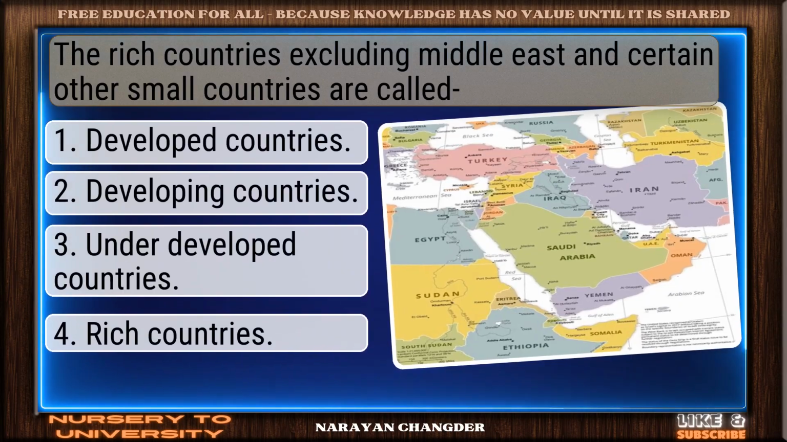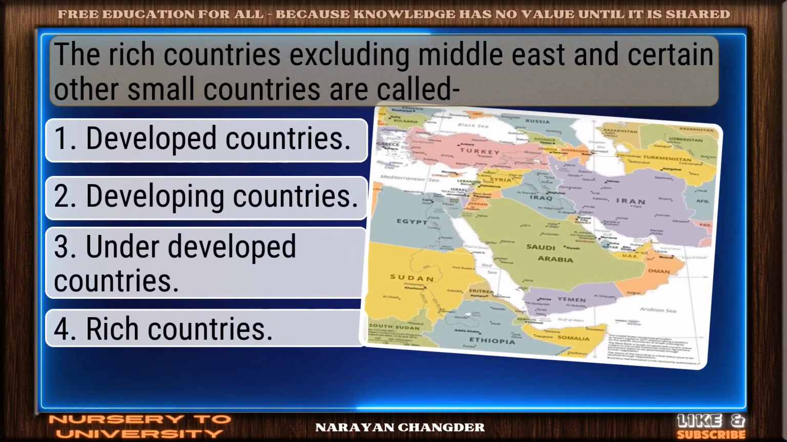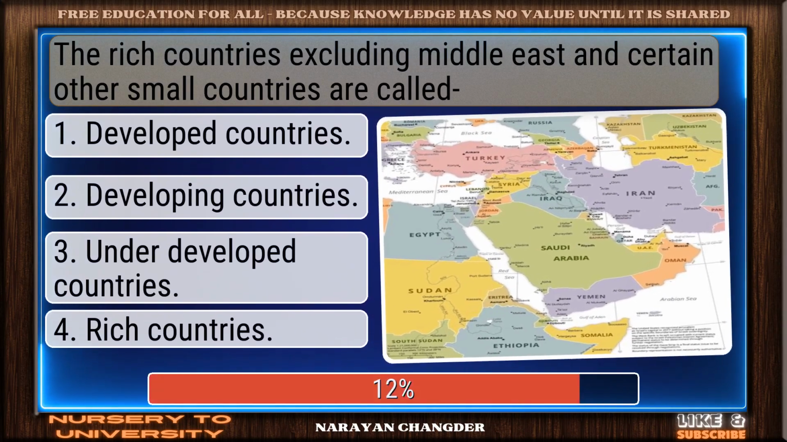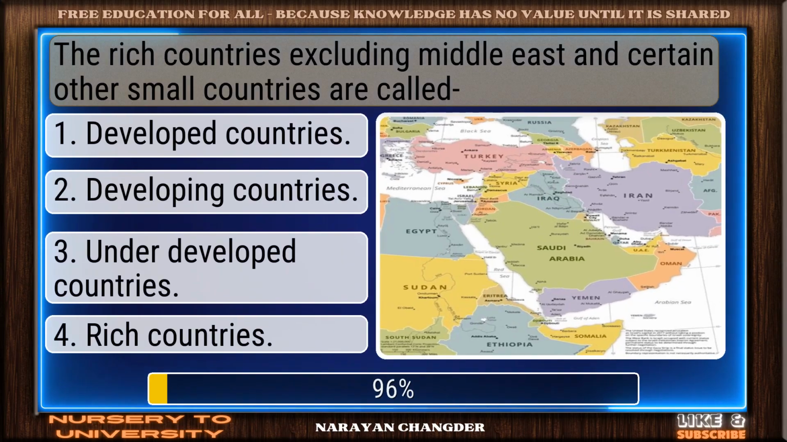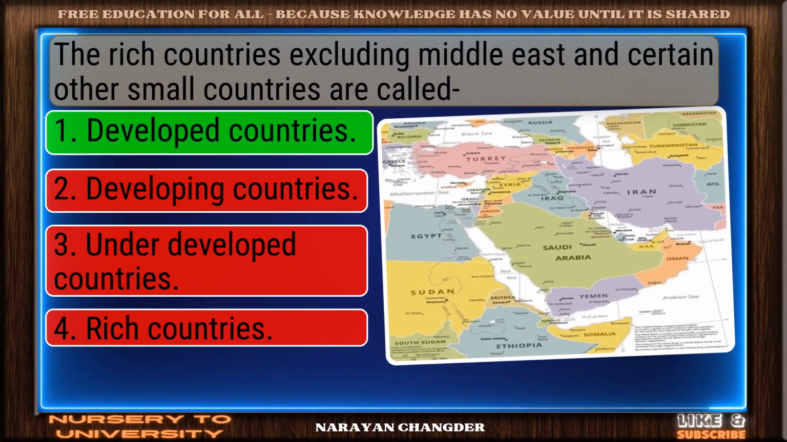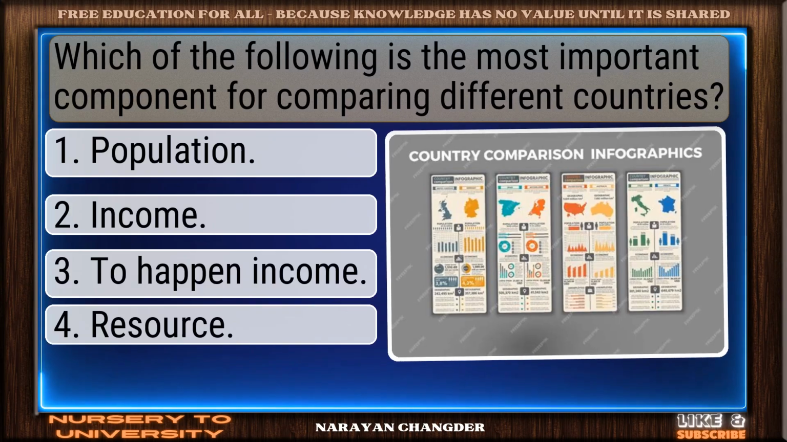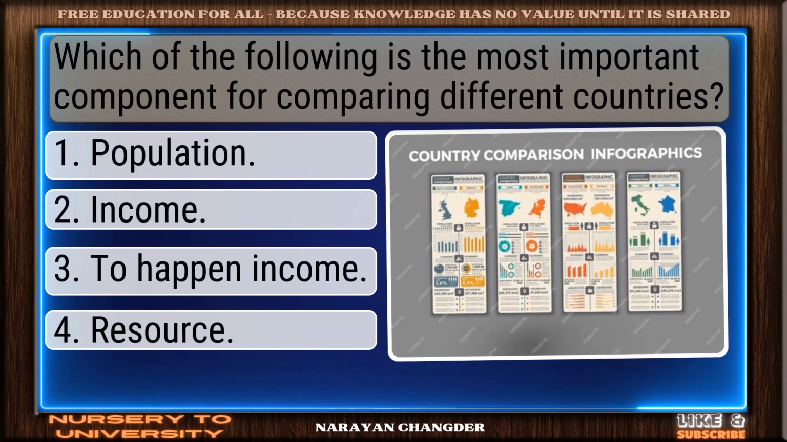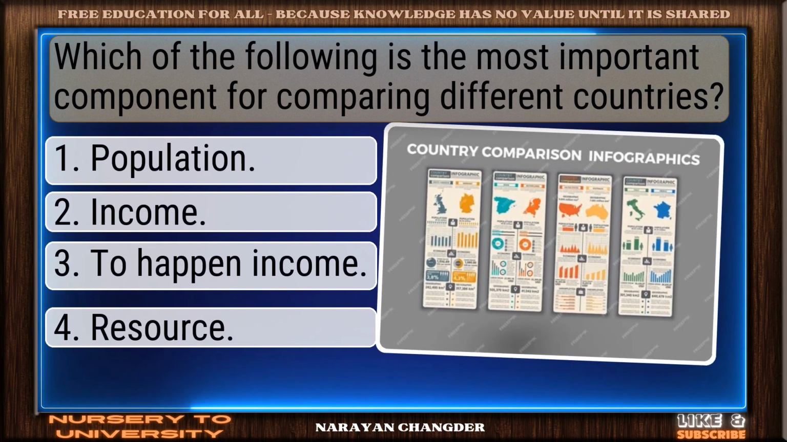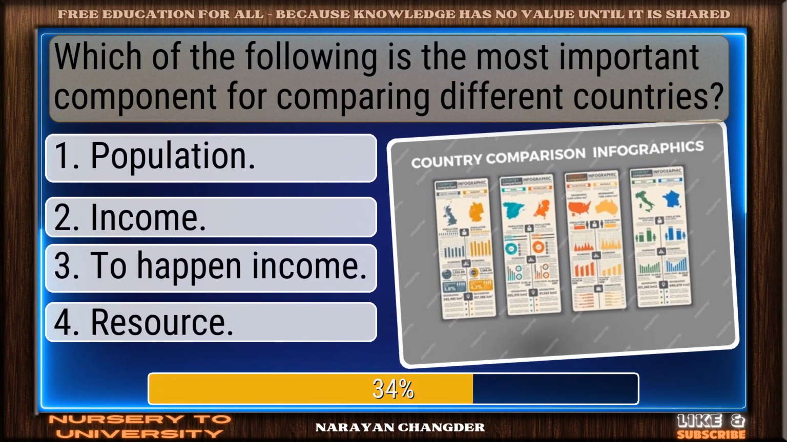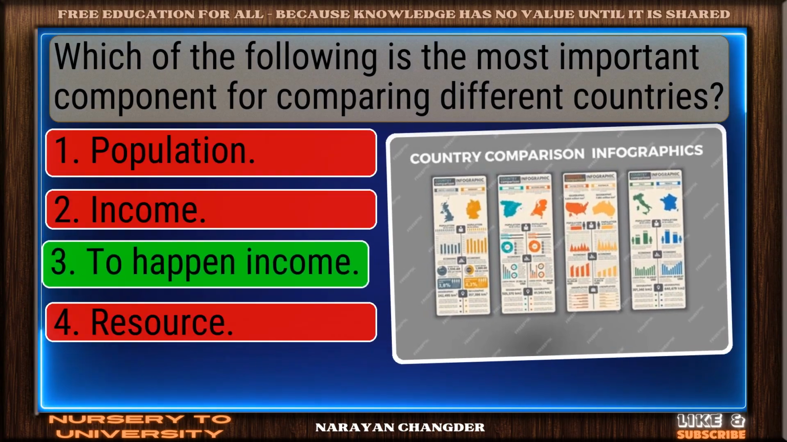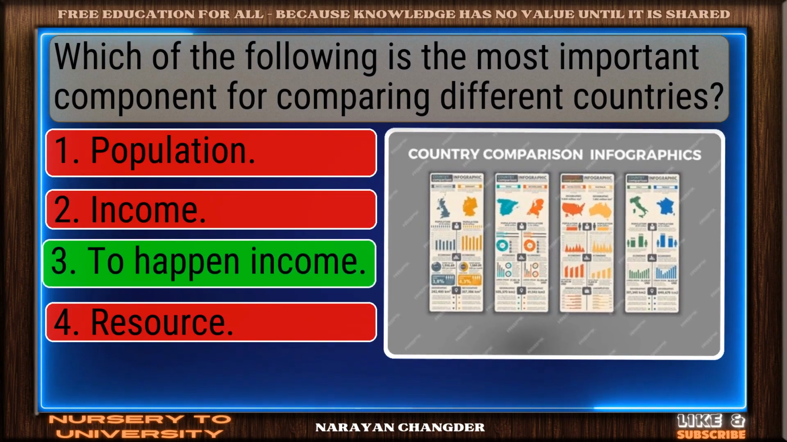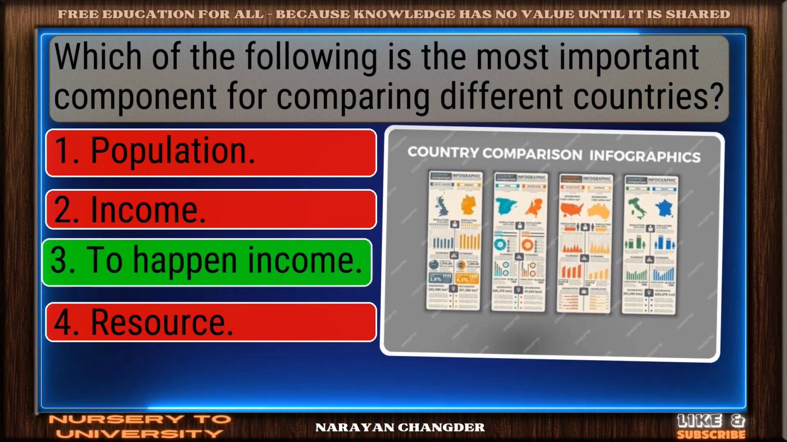The rich countries, excluding Middle East and certain other small countries, are called? Nice work. Developed countries fits perfectly. Which of the following is the most important component for comparing different countries? Strong choice. Per capita income is right.